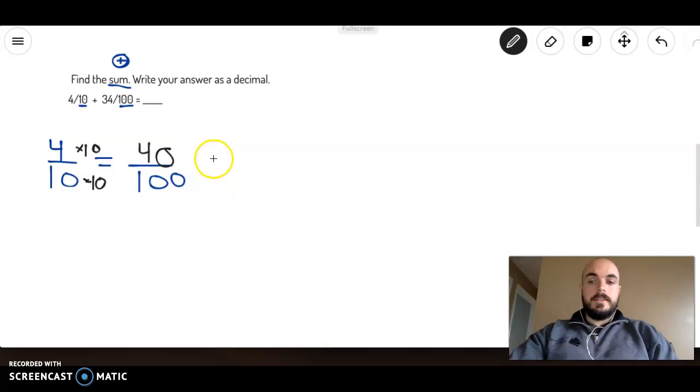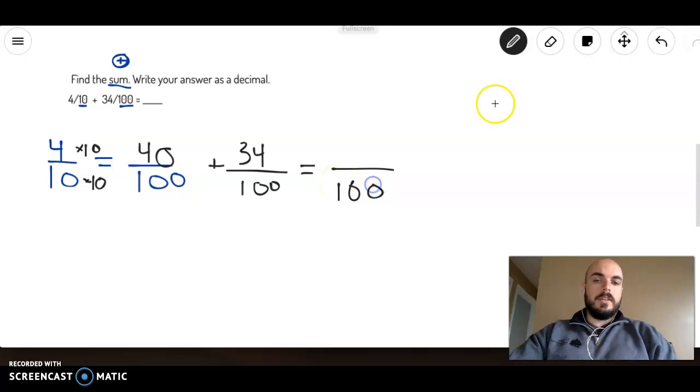Now I can add. So I'm going to add my 34 hundredths, and we'll see what we get. Now, as per the usual rules of fractions, the denominator, when adding, you don't actually add them. It's not 200. It's just telling you how many pieces it's cut up into. We're not changing that. So it's still out of 100. And I'll fix that 0 so it looks more like a 0 and less like a 6.